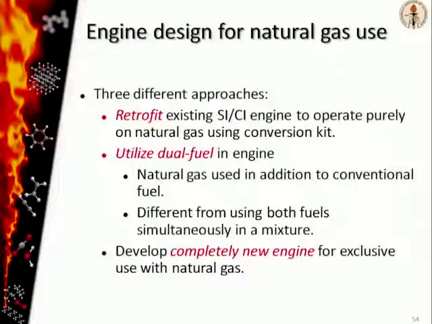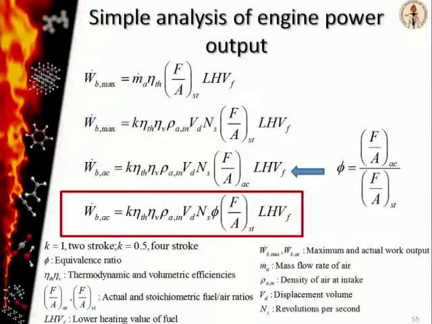Before we look at some of the issues of converting existing spark ignition or compression ignition engines to use natural gas, I'd just like to show you an expression which expresses the power output of the engine in terms of the main parameters that control it. In this expression, you have the W dot B actual, which represents the actual amount of power output from the cycle, and it is given as a product of several different parameters.